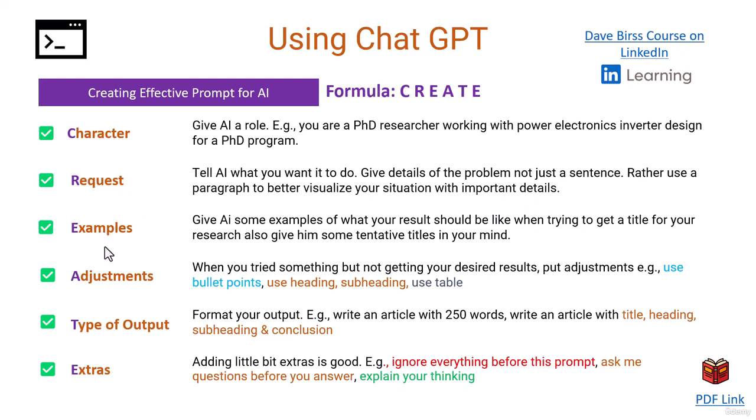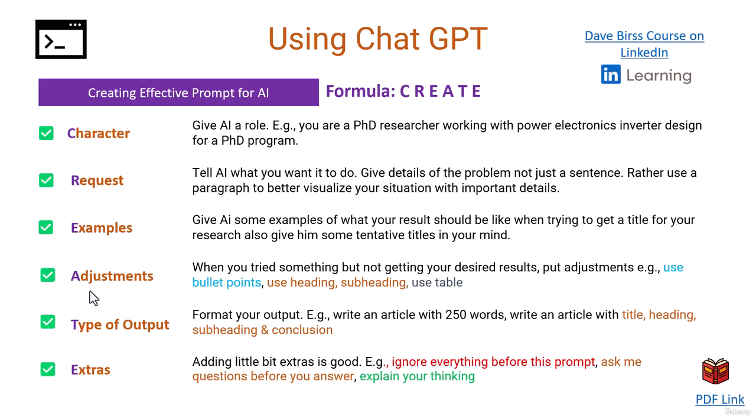The number 3 point is examples. If it is possible to provide examples of what you are looking for, it would be helpful for ChatGPT to get you a more accurate response. Like you can give any examples like title or what type of article or what type of response you are looking for. You can mention that in the initial prompt.